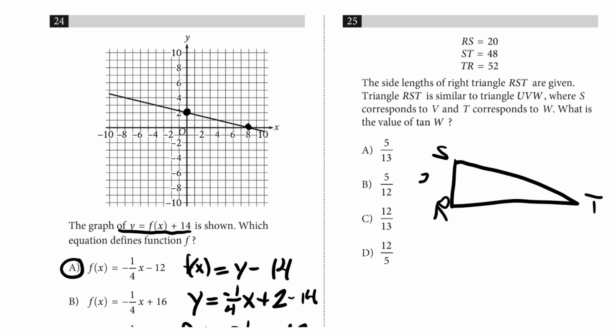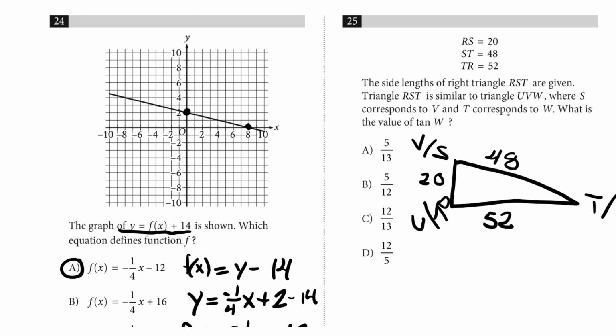We know that this is 20. S to T is 48. And then T to R is 52. This is not drawn to scale. And we know that UVW corresponds to RST. So this will also be U, this will also be V, and this will also be W. So they're asking for tangent of W.